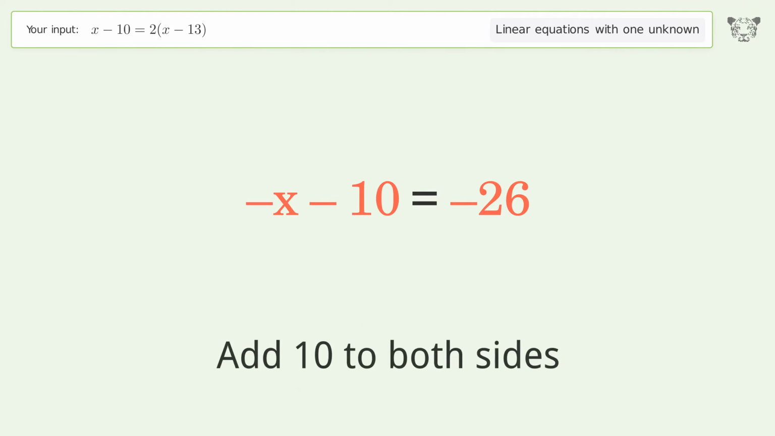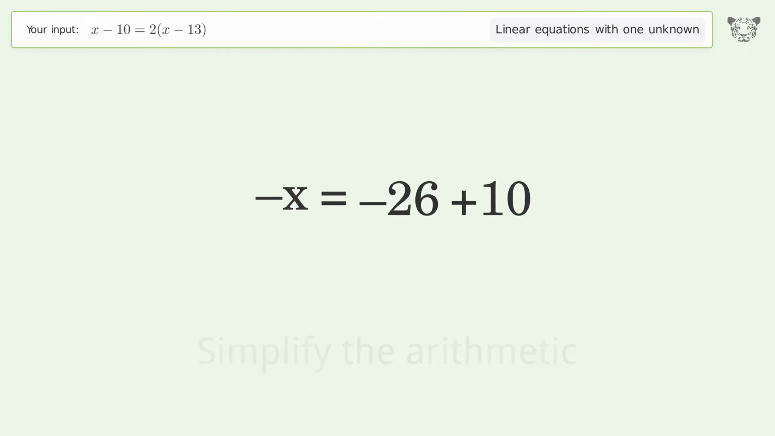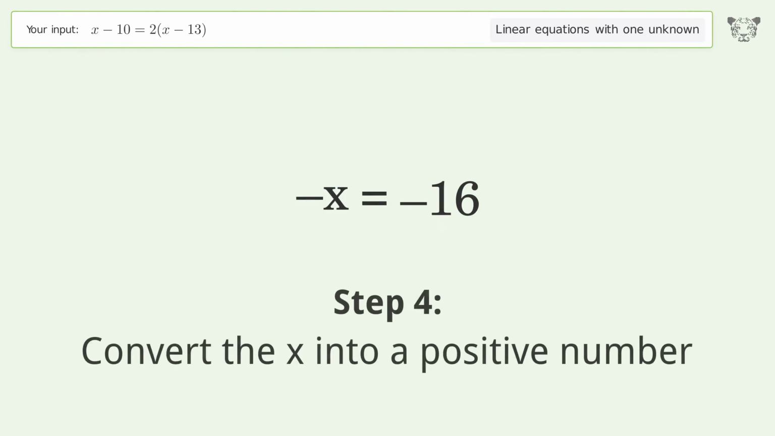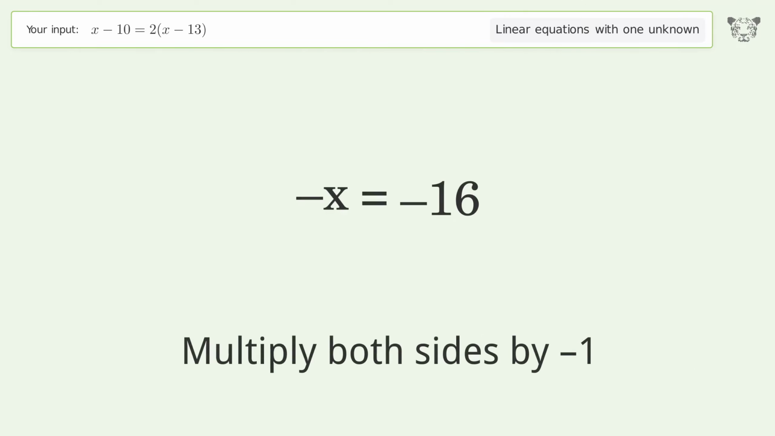Add 10 to both sides. Simplify the arithmetic. Convert the x into a positive number. Multiply both sides by -1.